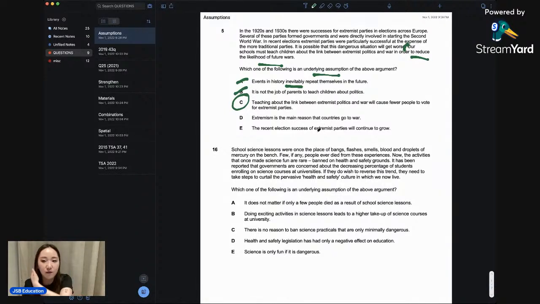"Extremism is the main reason that countries go to war." This is not what our argument is based on. We're just saying that there is some direct involvement in the Second World War. So let's confidently delete that. And then, "The recent election success of extremist parties will continue to grow." This might be a reason why we have to get on with it and teach our children about the link, but it's not necessary to our argument.